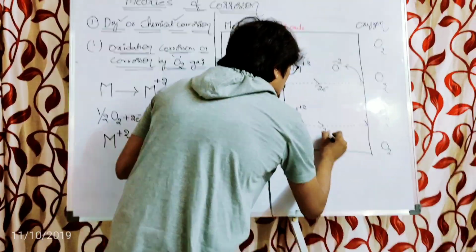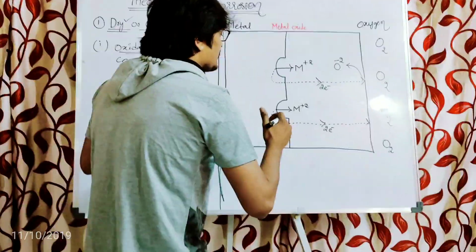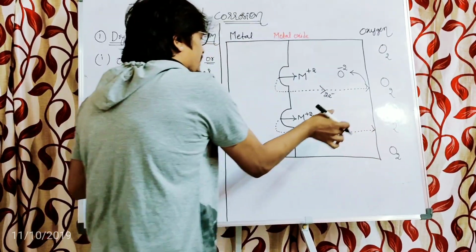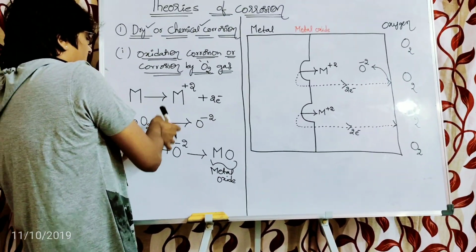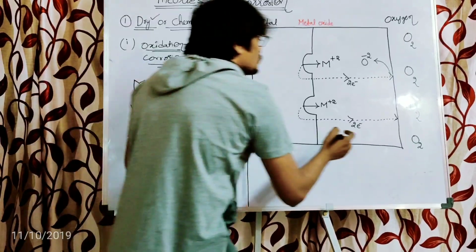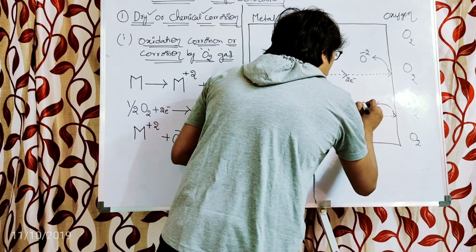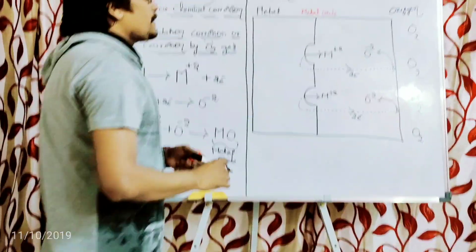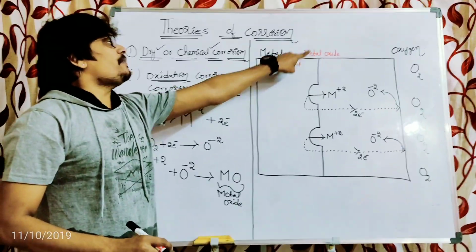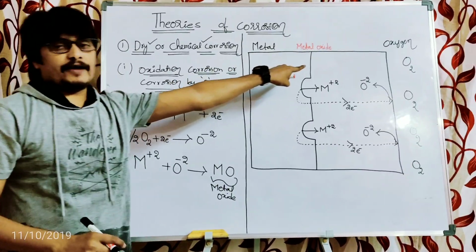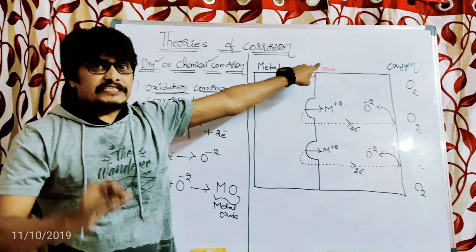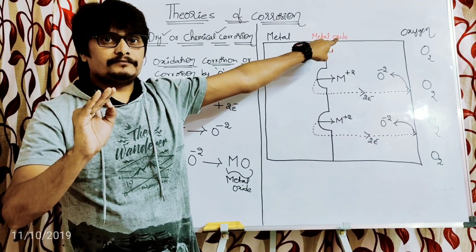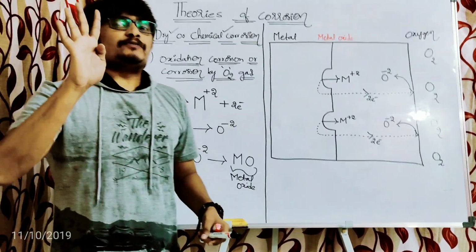Now the 2 electrons which have been released by the metal upon oxidation enter into the region where oxygen is present. Now the oxygen in the similar fashion undergoes the reduction and produces O minus 2. Now M plus 2 and O minus 2 combine together resulting in the formation of metal oxide. Now the metal oxide which is formed here can be classified into 4 types. And this is the metal oxide which decides the further corrosion of the metal. So there are 4 types of metal oxides.